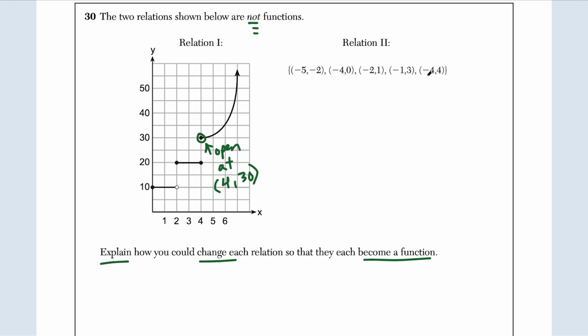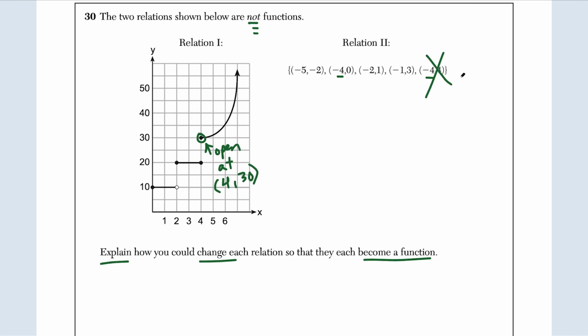Now for relation 2, notice that the problem is we have repeating x values at -4. And if you think about this in the context of relation 1, if I plotted both of those points, if I had (-4, 0) over here, and I had (-4, 4), let's say up here, the vertical line would pass through both of those points. So there's a few ways that we could fix that problem. What we could do is we could just erase this point altogether.